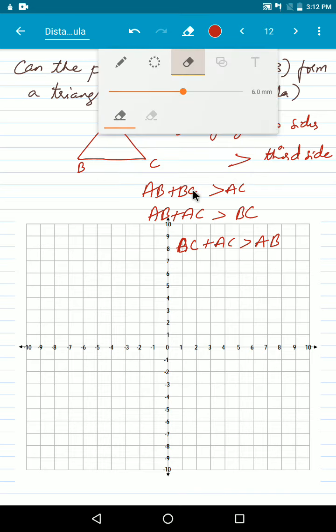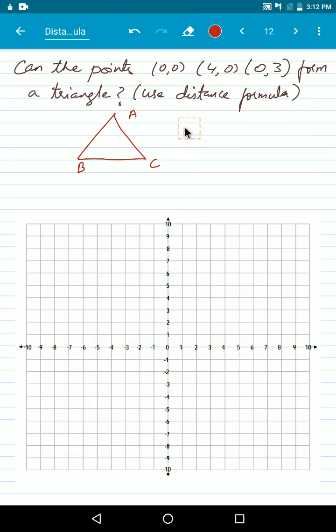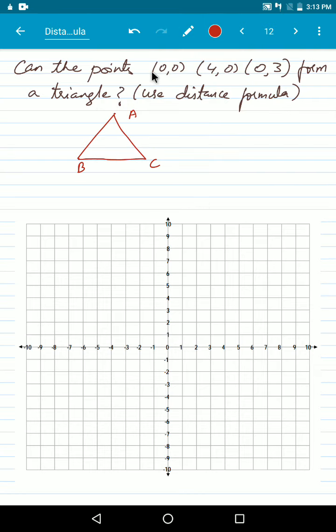So you can use this concept. Sum of any two sides should be greater than the third side. Only then we can form a triangle. If you want to verify whether it will form a triangle or not, we have a graph here. Plot 0 comma 0 is here, origin, 4 comma 0 is this point, and 0 comma 3 is this point. Can we join these 3 points and form a triangle? Yes, we can form a triangle, right?